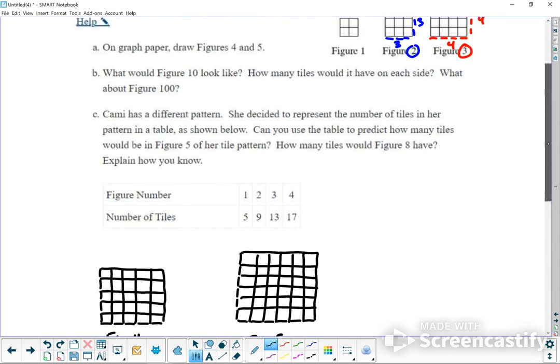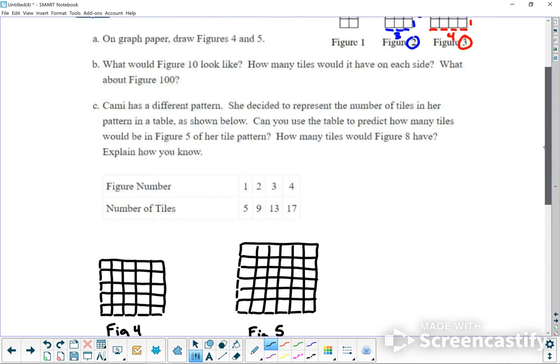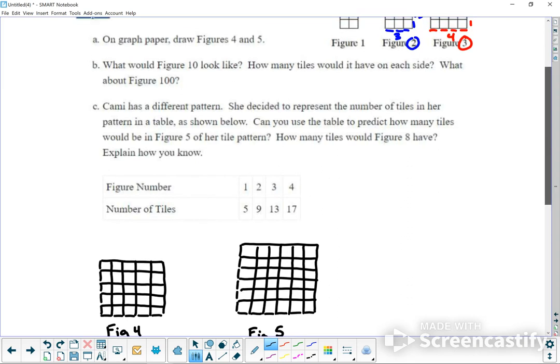Okay. So got that? What would figure 10 look like? How many tiles would it have on each side? What about figure 100? Oof. All right, well, figure 10, what would it look like?